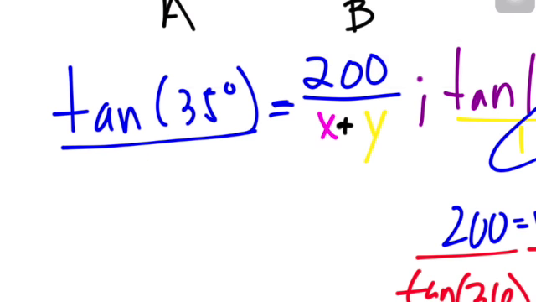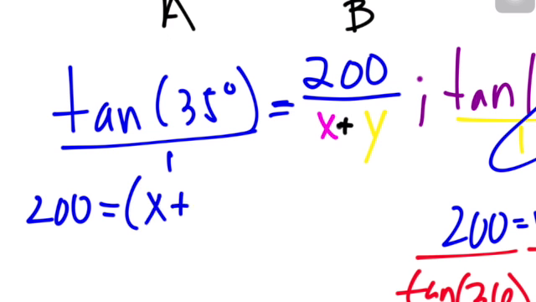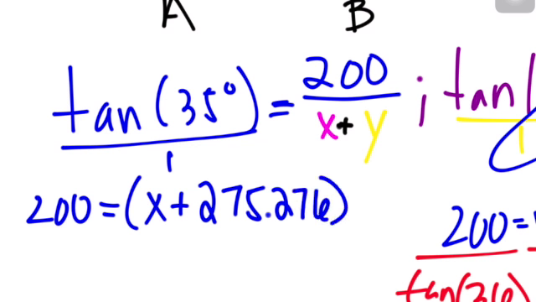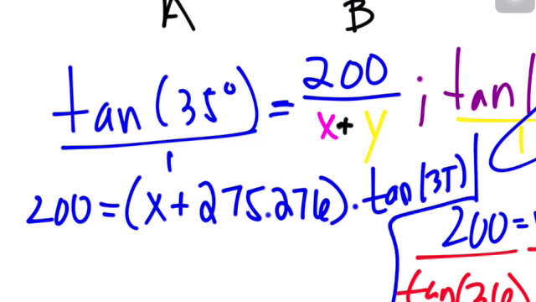I've got to cross multiply, right? So I get 200 is equal to x plus, instead of y, I'm going to plug in 275.276 times the tangent of 35 degrees. I'm just cross multiplying here. Kind of running out of space. Now, we need to distribute here, right? I have to distribute whenever I have parentheses.